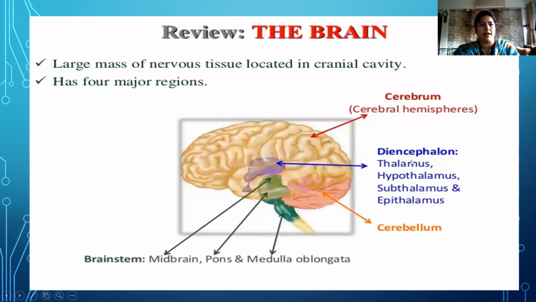Let us review the brain before we start with knowing what is circle of Willis. This large mass of nervous tissue, which is located in the cranial cavity, has four major regions: the cerebrum, the diencephalon, which consists of thalamus, hypothalamus, subthalamus, and epithalamus, the cerebellum, and the brainstem, which consists of midbrain, pons, and medulla oblongata.